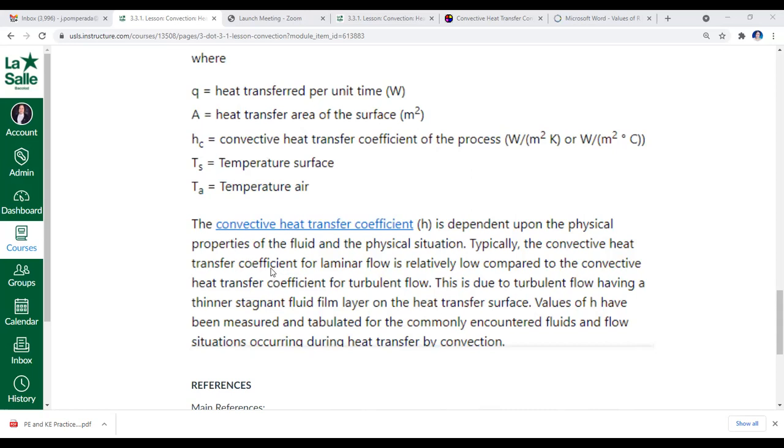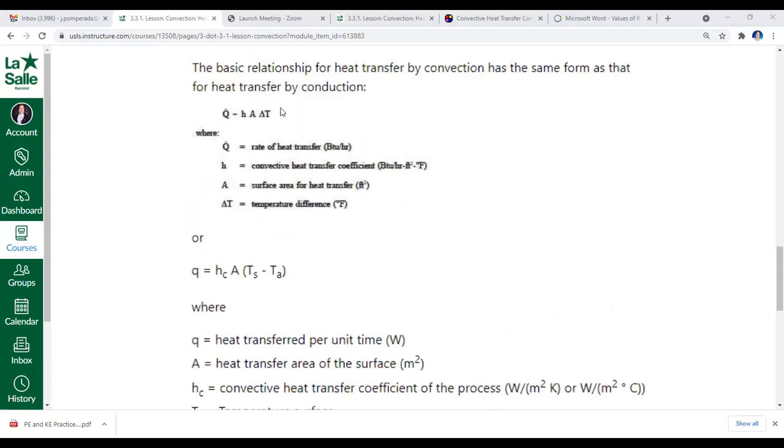So the convective heat transfer coefficient h is dependent upon the physical properties of the fluid, take note, and the physical situation or the condition that is. So typically, the convective heat transfer coefficient for laminar flow is relatively low, take note of this as well, compared to the convective heat transfer coefficient for turbulent flow. And as such, it is always important that we establish the flow regime of our fluid before we even substitute the appropriate h into our basic formula, which is this one.